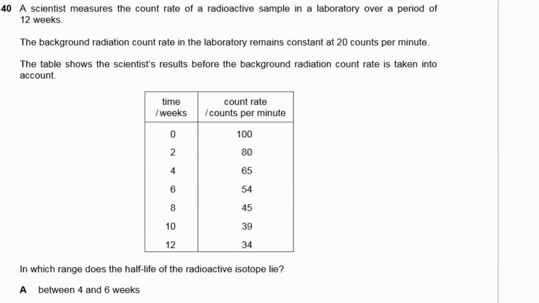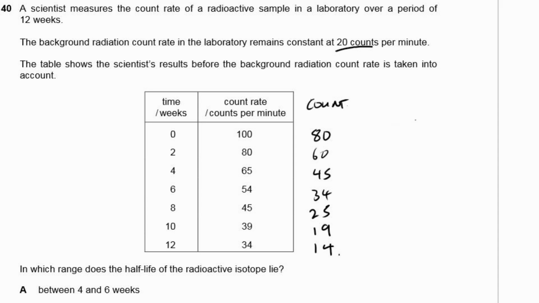There we are. Question 40. A scientist measures the count rate of a radioactive sample in a laboratory over a period of 12 weeks. The background radiation count rate in the laboratory remains constant at 20 counts per minute. A table shows the scientist's results before the background radiation count is taken into account. Now, in which range does the half-life of the isotope lie? Well, let's just do the count rate with or without the background radiation. So we take 20 away from everything. That will give us 80, 60, 45, 34, 25, 19, and 14.